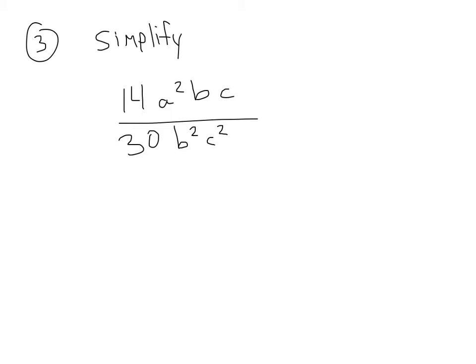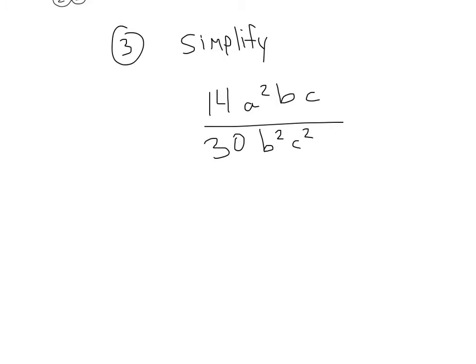All right, so let's see what you got. Remember, I have monomials here, right? These are numbers and variables multiplied together. So how do I simplify a fraction that has monomials? Well, I'm going to factor the top, factor the bottom. How do I factor monomials, though? That's the question. Let's work on 14a squared bc first.